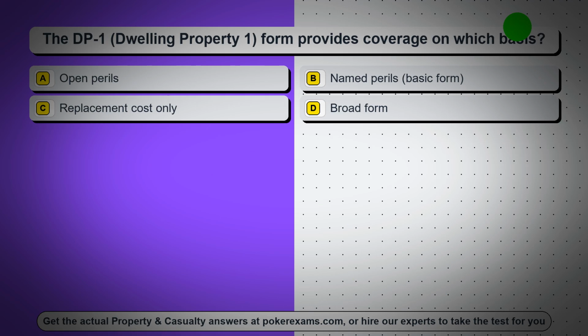Question 44. The DP1, Dwelling Property 1, form provides coverage on which basis? Option A, open perils. Option B, named perils, basic form. Option C, replacement cost only. Option D, broad form. The correct answer is Option B.